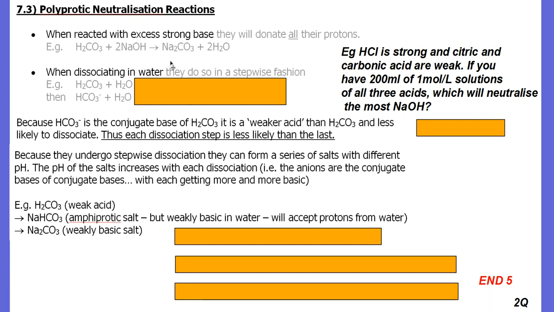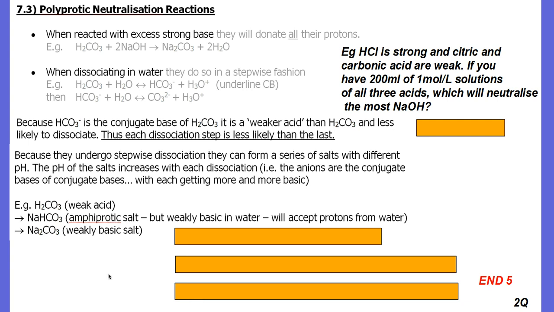You get carbonic acid plus sodium hydroxide goes to sodium carbonate plus water. But if you put this carbonic acid in water, it dissociates in a stepwise fashion, we say. So being weak, it's an equilibrium, so some carbonic acid will donate a proton to the water, producing bicarbonate ion and hydronium ions, and some, a very small amount, will donate their protons to water to produce the carbonate ion.